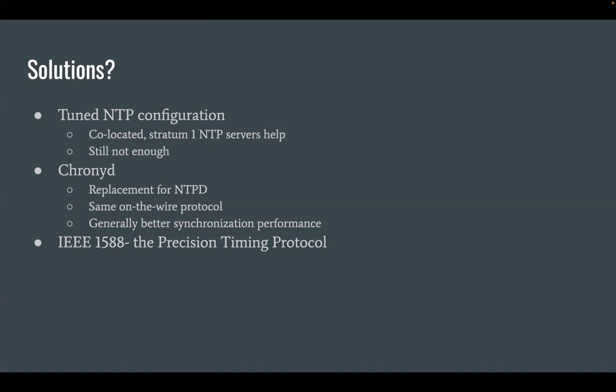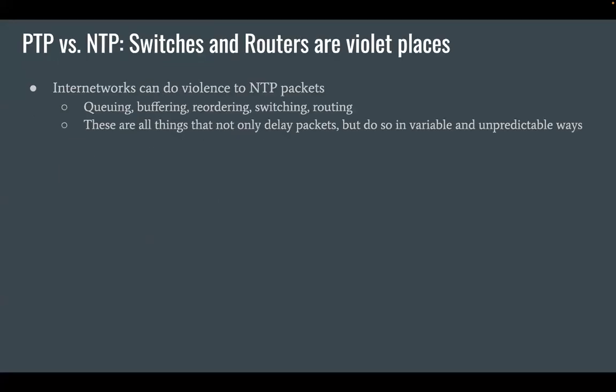The third option, which we'll discuss here, is using IEEE 1588, the Precision Time Protocol. So, how does PTP differ from NTP? Well, routers and switches are violent places, and they do violence to NTP packets. We've got queuing, buffering, reordering, switching, routing, and packets get dropped. These things not only delay packets, but they do so in a way that is variable and unpredictable, and that interferes dramatically with trying to keep clocks in sync.